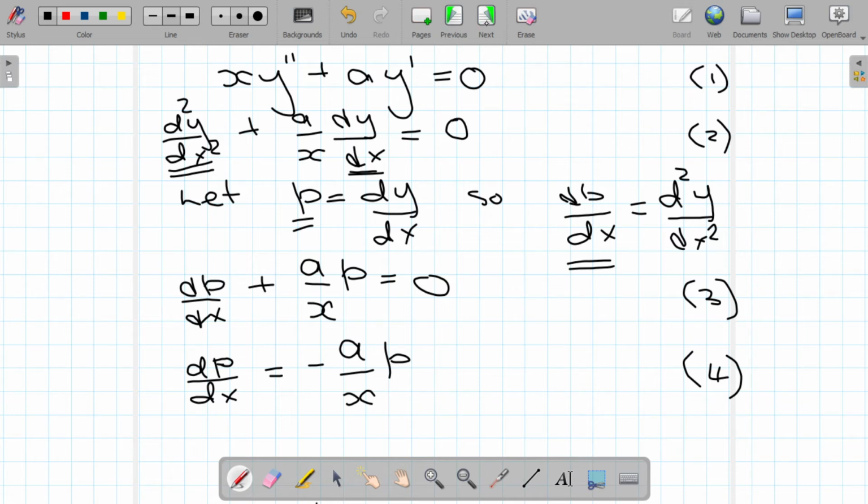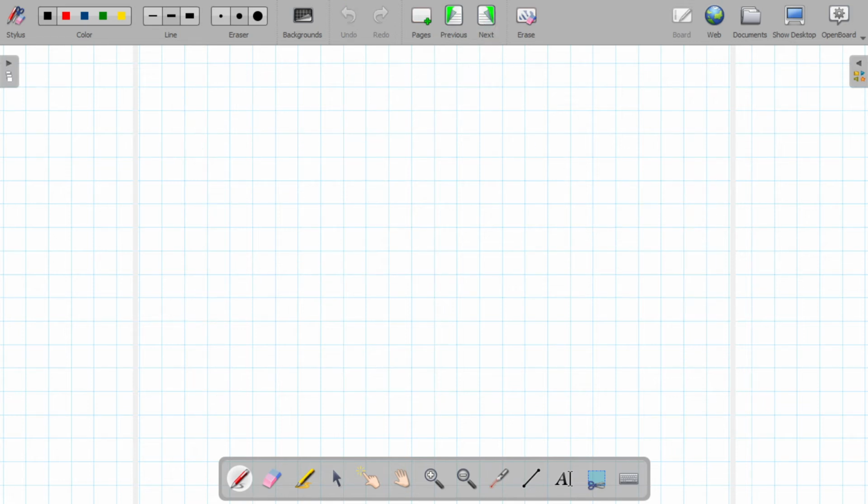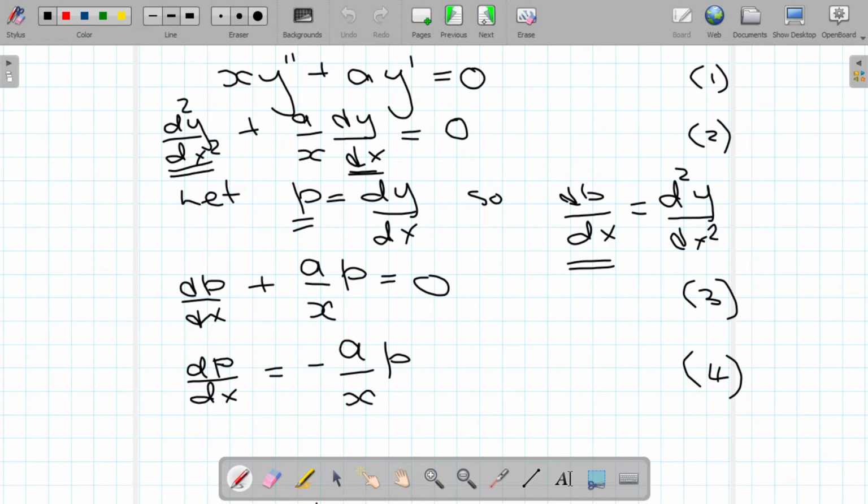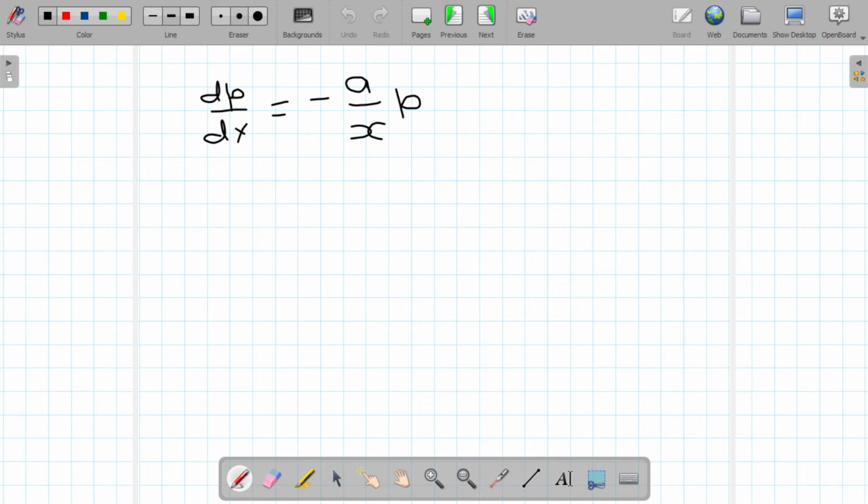So let's go on to the next page. So we'll rewrite that down. So we've got dp by dx equals minus a over x times p. And what did I say that was labelled as? Equation 4. I'll write equation 4 there.